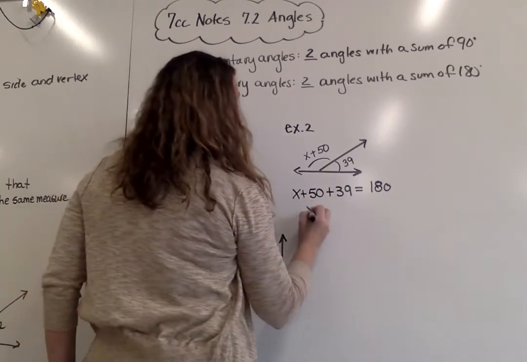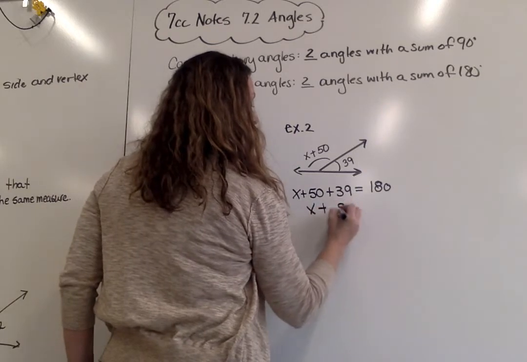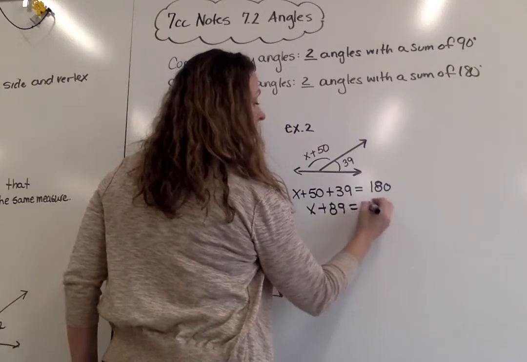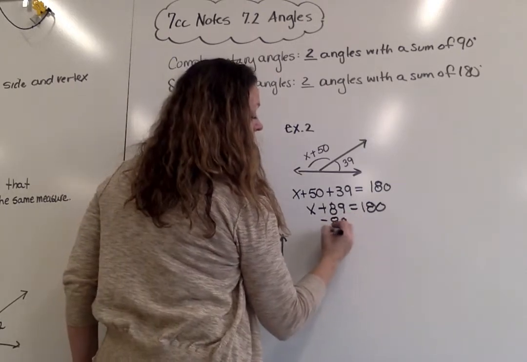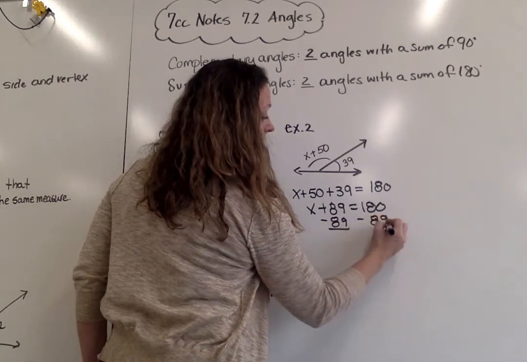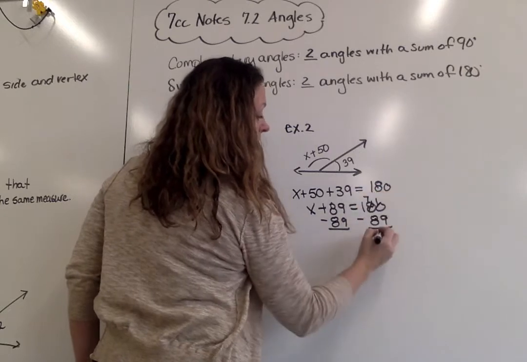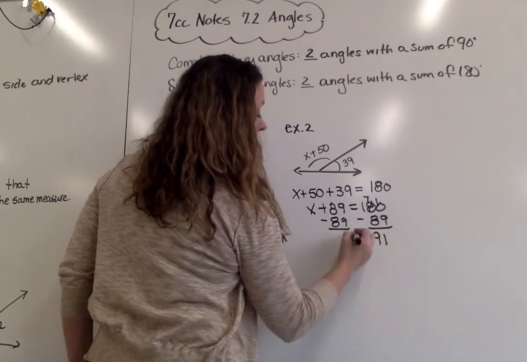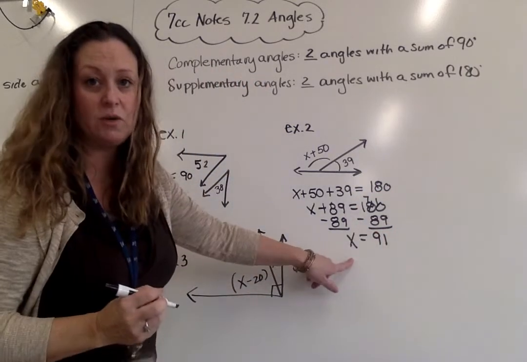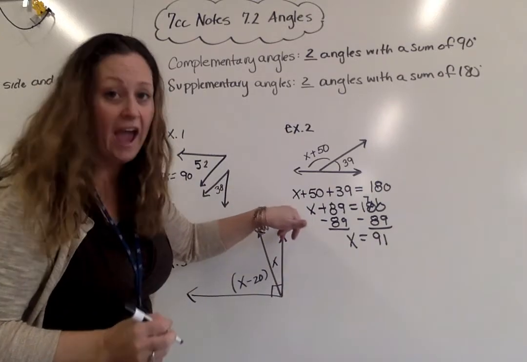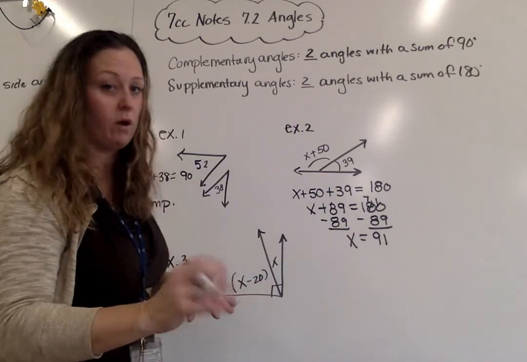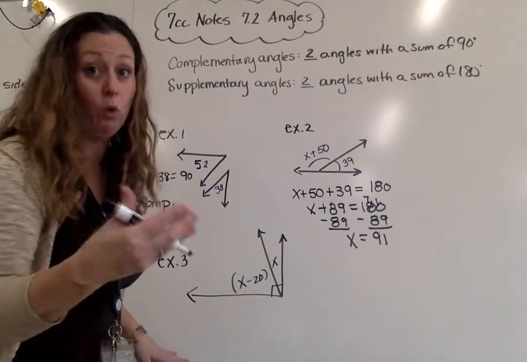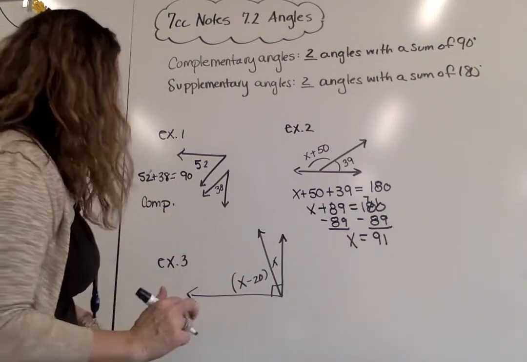I combine like terms, and then I solve the one-step equation, either subtracting 89 or adding negative 89. And x equals 91. I know you're going to question whether you have to write the equation. Doing it in your head is not going to work. For me, it'll work, you'll get the right answer, but that's not my expectation.